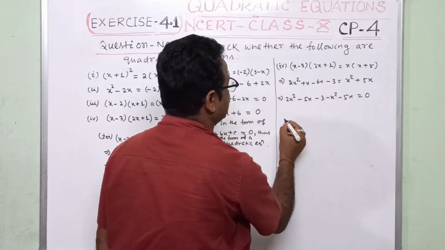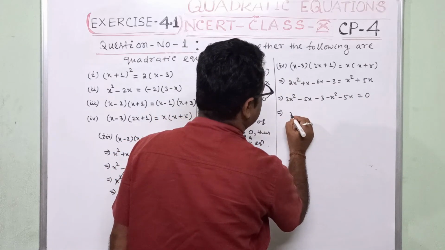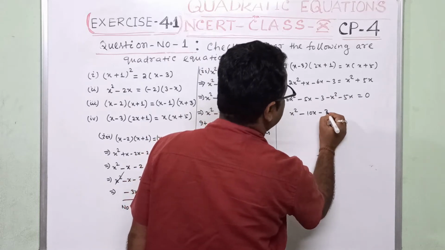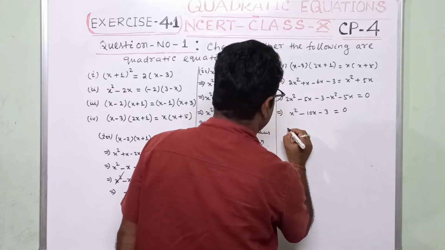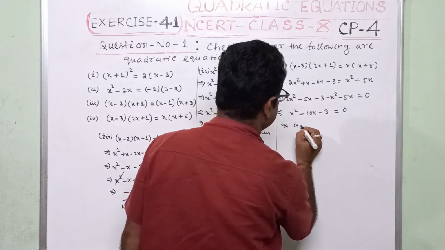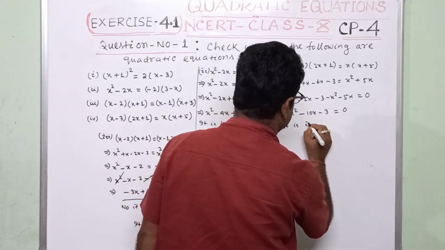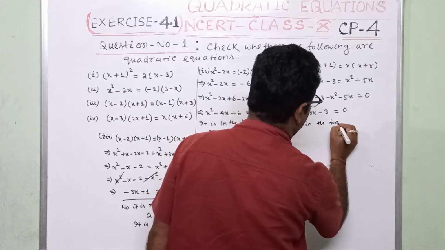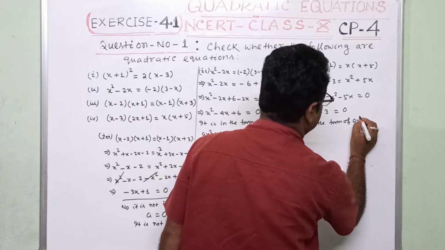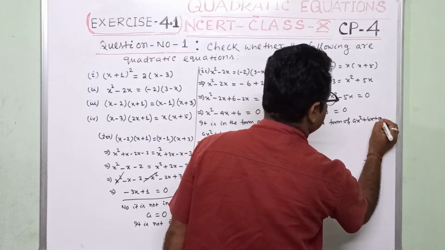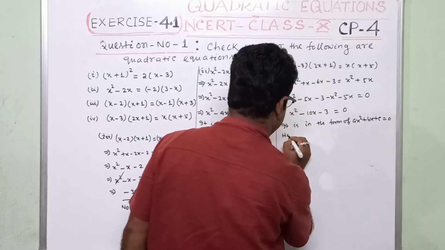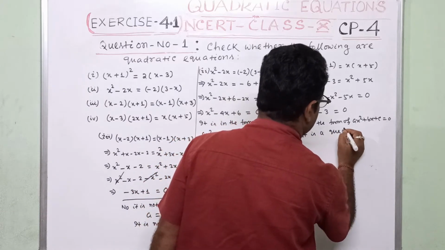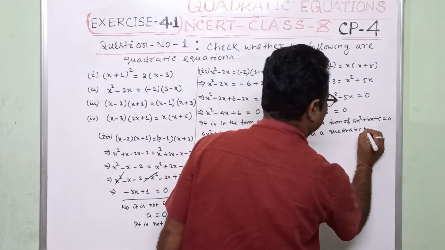Side change, sign change rule. That implies x square minus 10x minus 3 is equal to 0. Here it is in the form of ax square plus bx plus c is equal to 0. Hence, it is a quadratic equation.